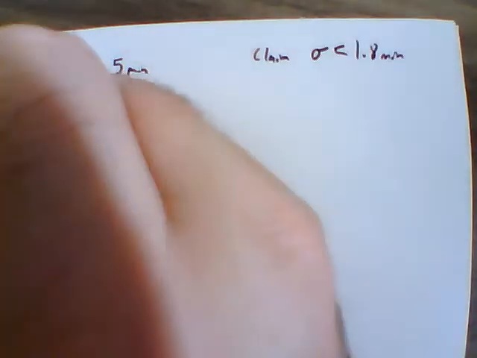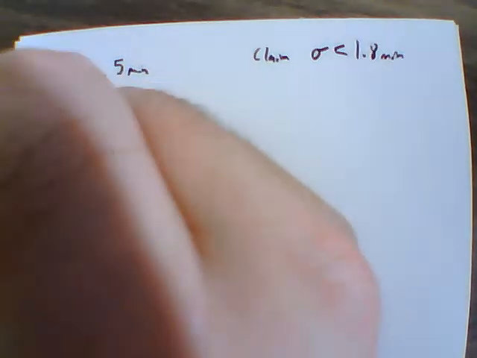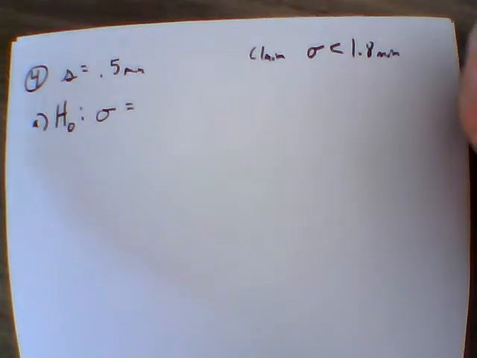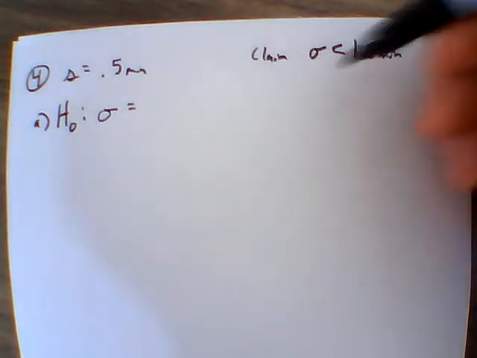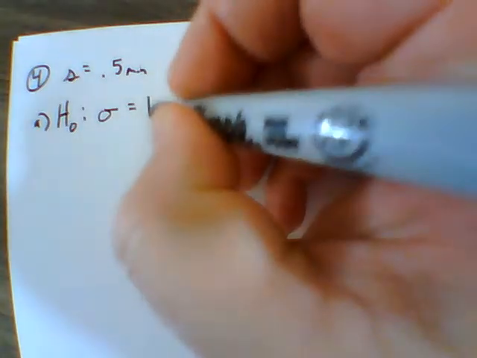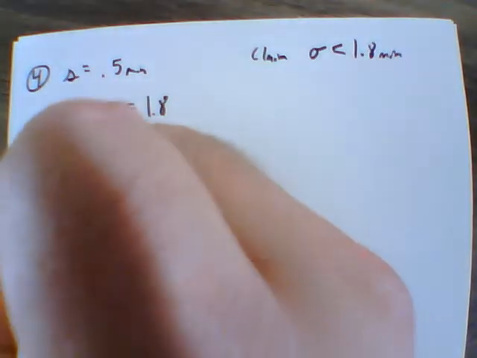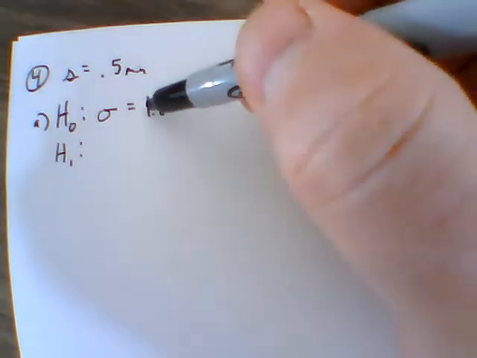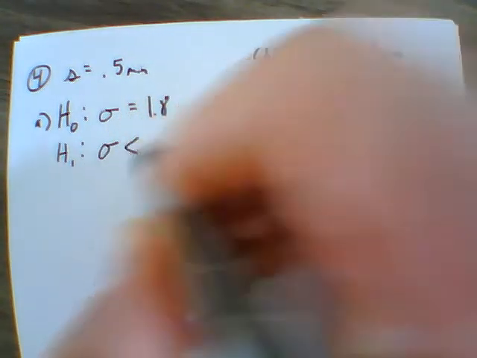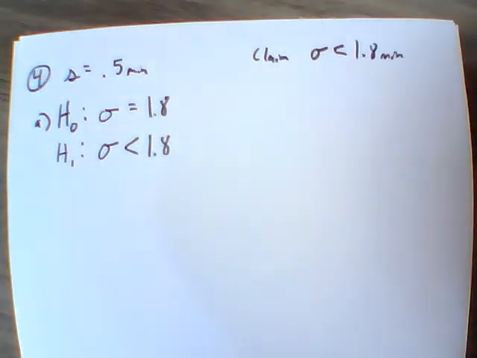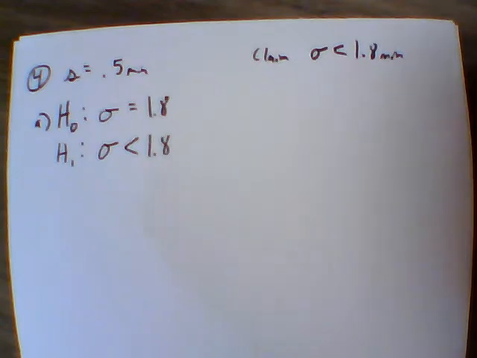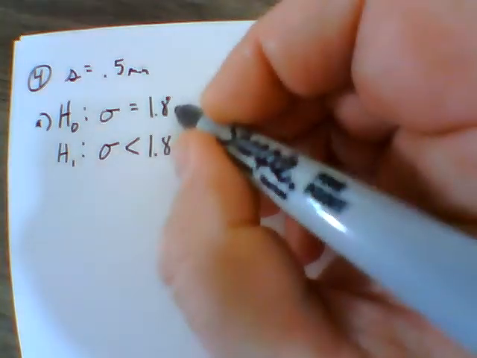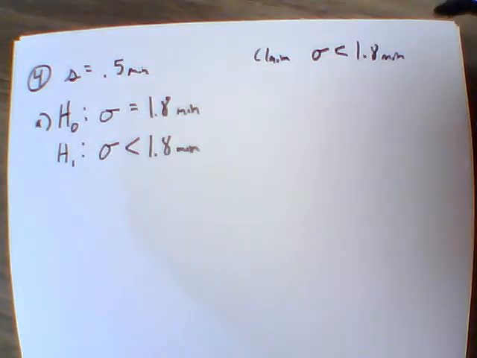Part A asks us for our null hypothesis. Our null hypothesis, once again, is that sigma is equal to our time in reference, 1.8. Our alternative hypothesis, because our claim is less than 1.8, which does not include equality, will be sigma less than 1.8. So our claim is the alternative, and once again we have minutes.